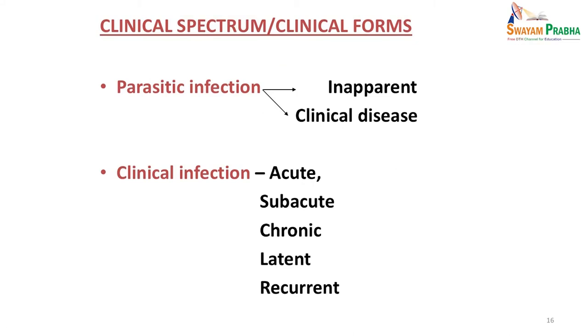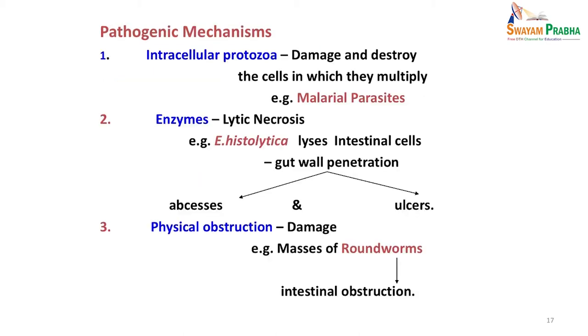As far as the pathogenesis of parasitic infections is concerned, they could either be producing inapparent infection or a clinical disease. Now, clinical disease, when it occurs, could be an acute disease, subacute, chronic, latent or recurrent. That is, it can be present in any of these forms. Now, as far as the pathogenic mechanisms are concerned, many of these protozoa are intracellular. So, they damage and destroy the cells in which they multiply, like malarial parasites, which destroy the RBCs in which they cause infection. Or they could produce certain enzymes and lead on to lytic necrosis, like Entamoeba histolytica, which lyses the intestinal cells, and there can be gut wall perforation, abscesses and ulcers.